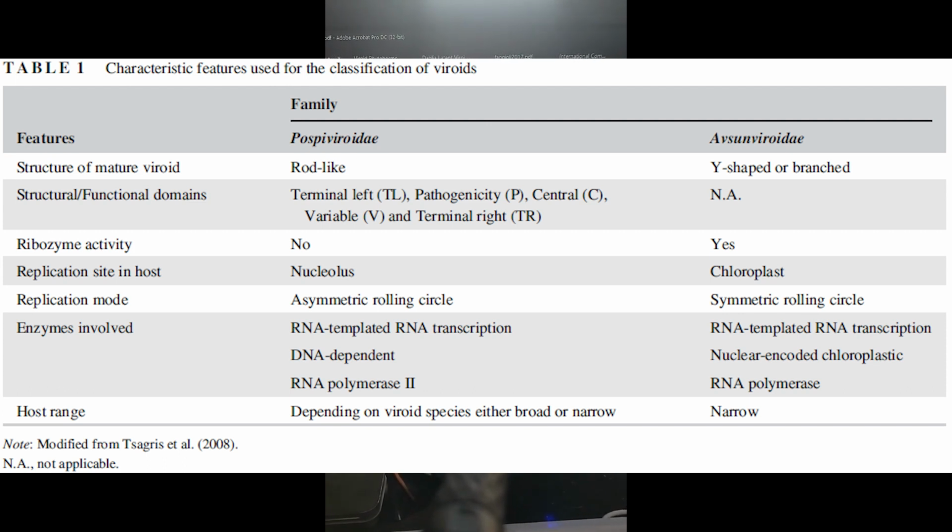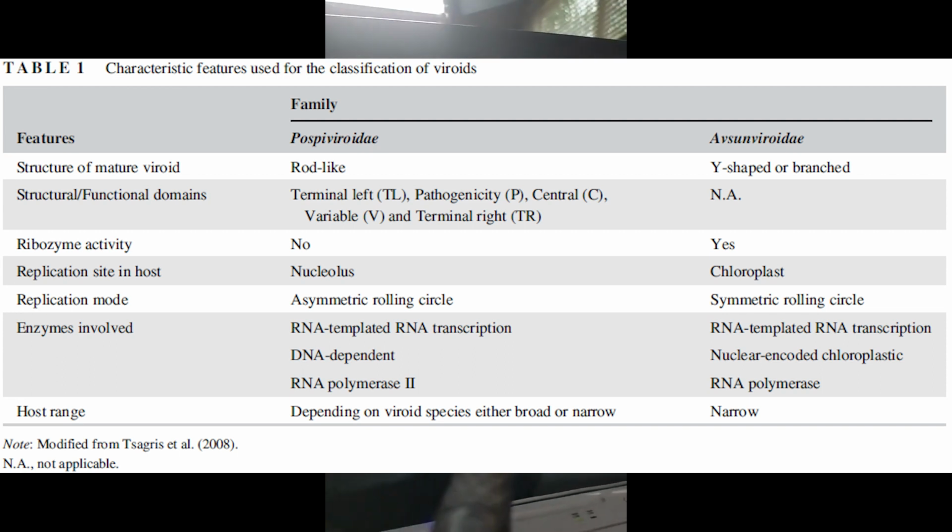Replication mode is asymmetric rolling circle. The enzymes involved include RNA-templated RNA transcription and DNA-dependent RNA polymerase II, and the host range is either broad or narrow, depending on the viroid species. So it could be either one of those things. But these are the enzymes involved in the replication of the viroid, of those genera in that family.